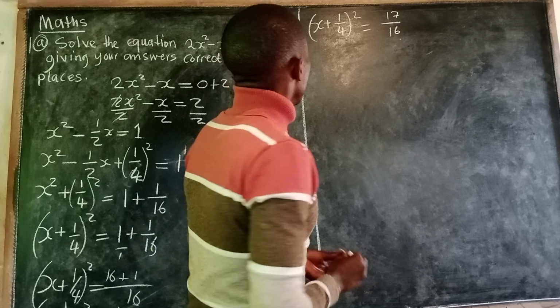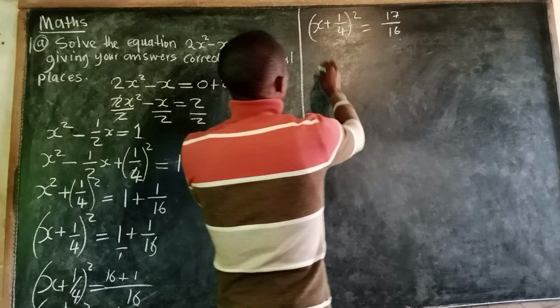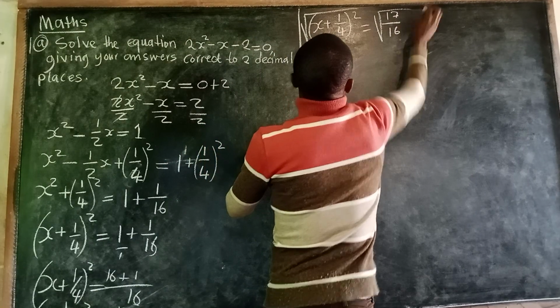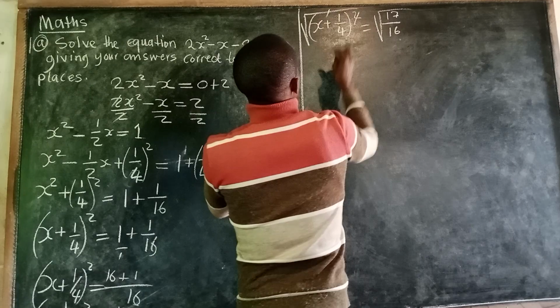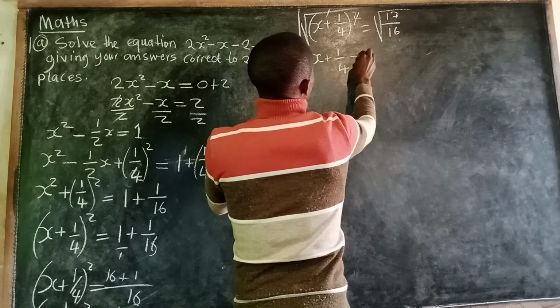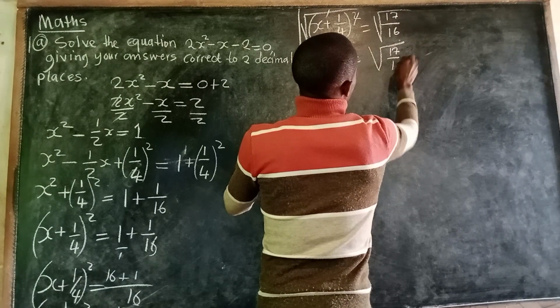Now from there, remember the idea here is to find the value of x. So we need now to get rid of the power. How? We are going to put this in the square root, both sides. So this will cancel with that, then we are going to remain with x plus 1 over 4 equals the square root of 17 over 16.